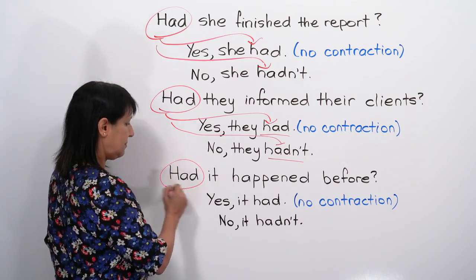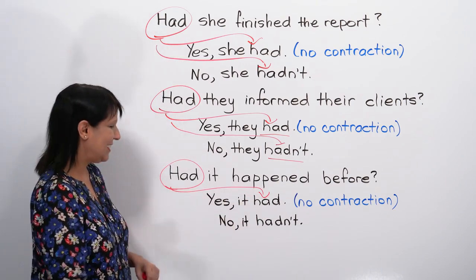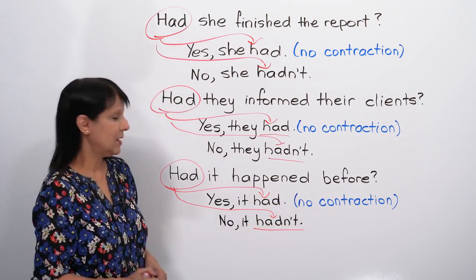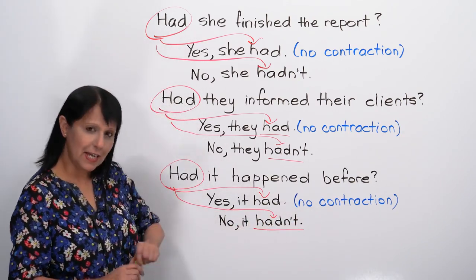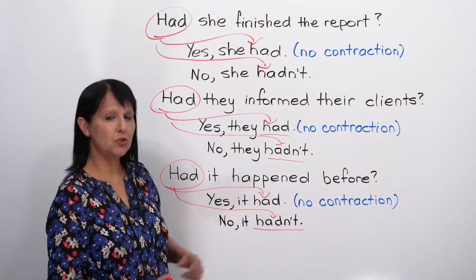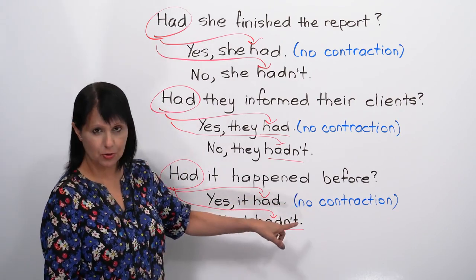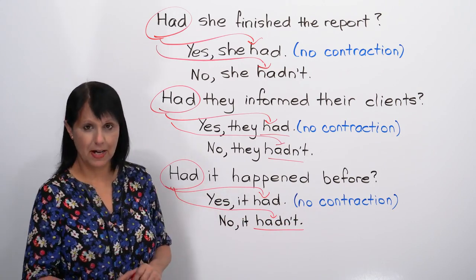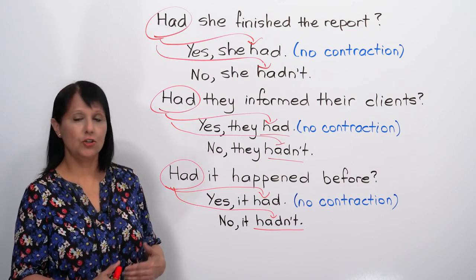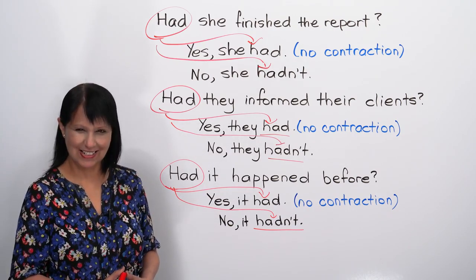So here, same thing. You can say, yes, it had. And you could also say, no, it hadn't. With the negative form, we can use a contraction. We don't use a contraction with the positive version. In any case, we cannot use a contraction with the positive answer, but you can use it with the negative. So we say, no, it hadn't. Say it after me. No, it hadn't.